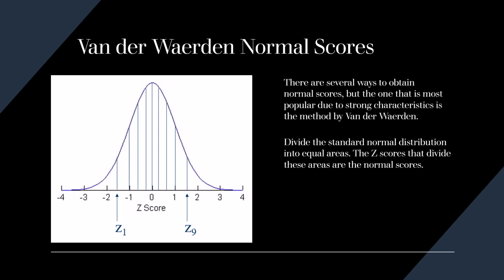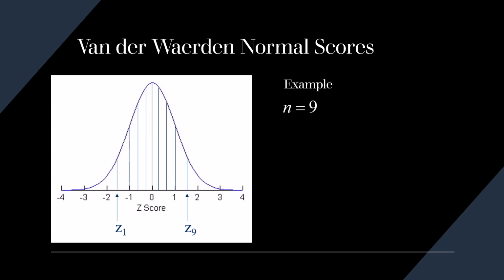In this picture, the normal distribution has been divided into 10 areas, thus yielding 9 normal scores. The formula for finding these normal scores is to find a z-score such that the probability of being less than that z-score is 1 over the number of observations plus 1, then 2 over the number of observations plus 1, then 3 over the number of observations plus 1, and so on. Let's look at an example to clarify this.